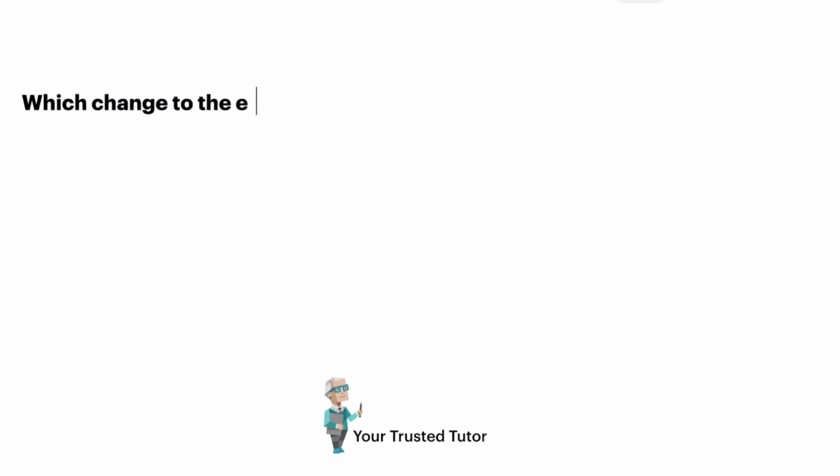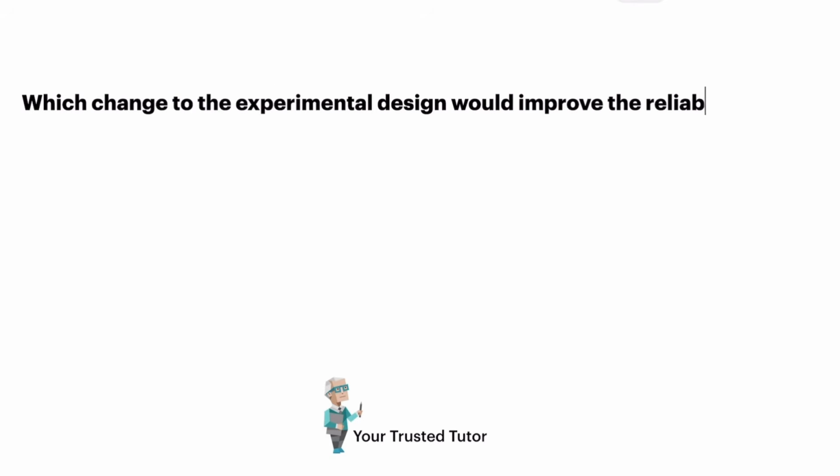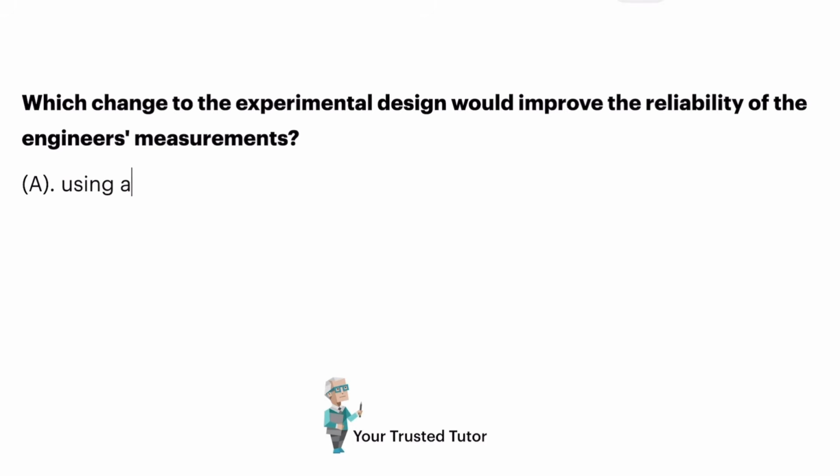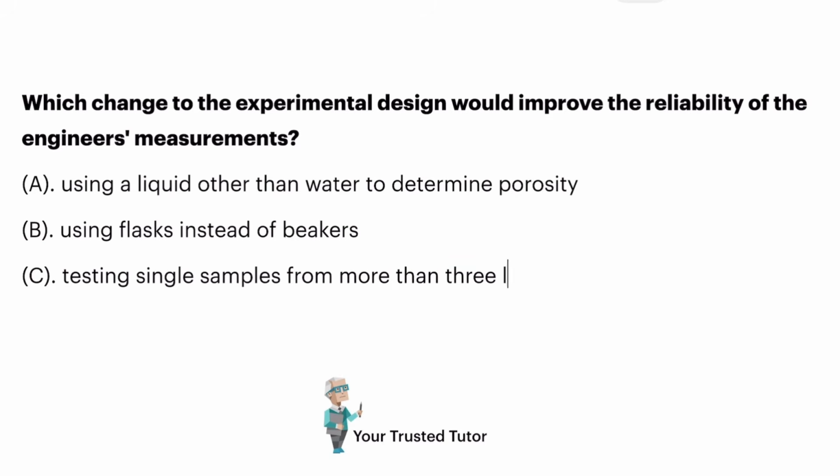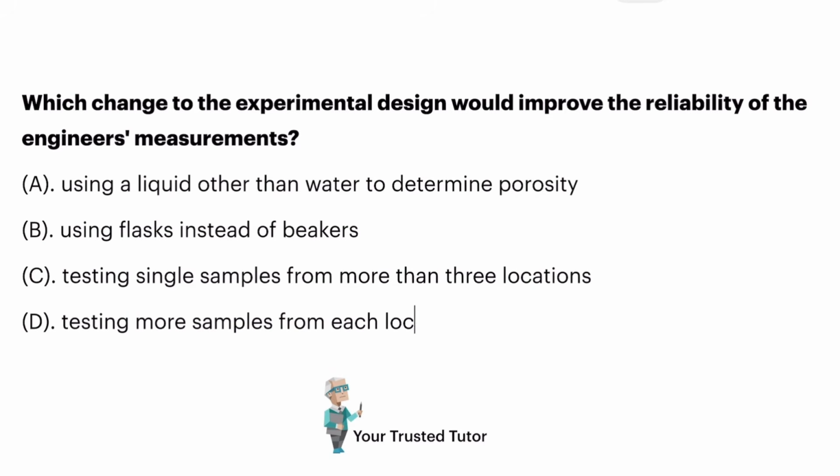Which change to the experimental design would improve the reliability of the engineer's measurements? A. Using a liquid other than water to determine porosity. B. Using flasks instead of beakers. C. Testing single samples from more than 3 locations. D. Testing more samples from each location.